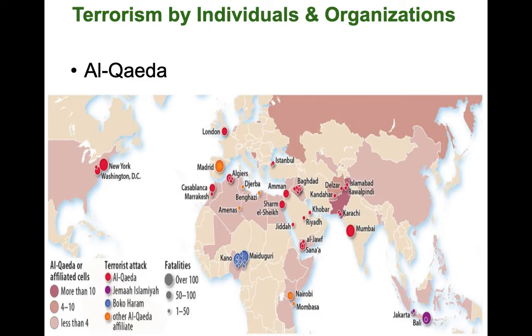One of the more recent attacks of Al-Qaeda was in 2015 in Paris, where they attacked the offices of the satirical newspaper Charlie Hebdo, which depicted a political cartoon with Muhammad's image, which is a taboo in the 5 Pillars of Islam. In that attack, 11 people were killed.